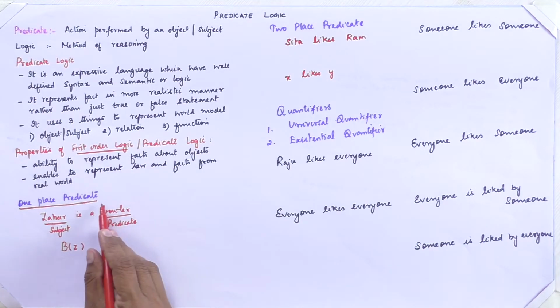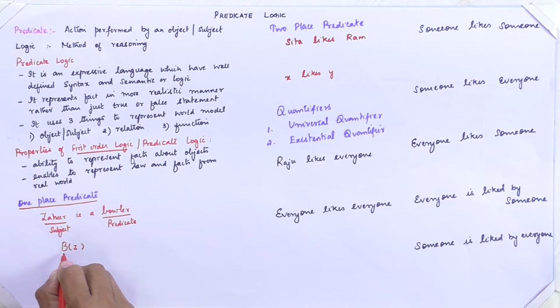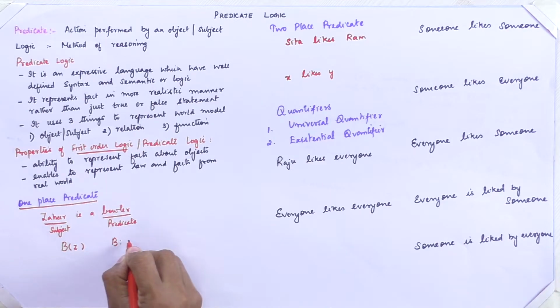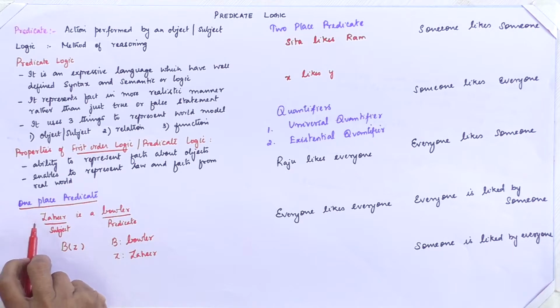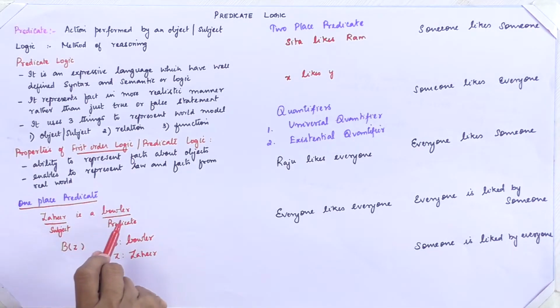Now bowler is the predicate term, so I will represent that by a capital letter. B stands for bowler and Z stands for Zahir. So B means it is the predicate, that is bowler. B of Z. Always within the parenthesis we should have the subject, and the subject here is Zahir. So B of Z is a one place predicate. Right, understood now? I'll also give you one more example for this.